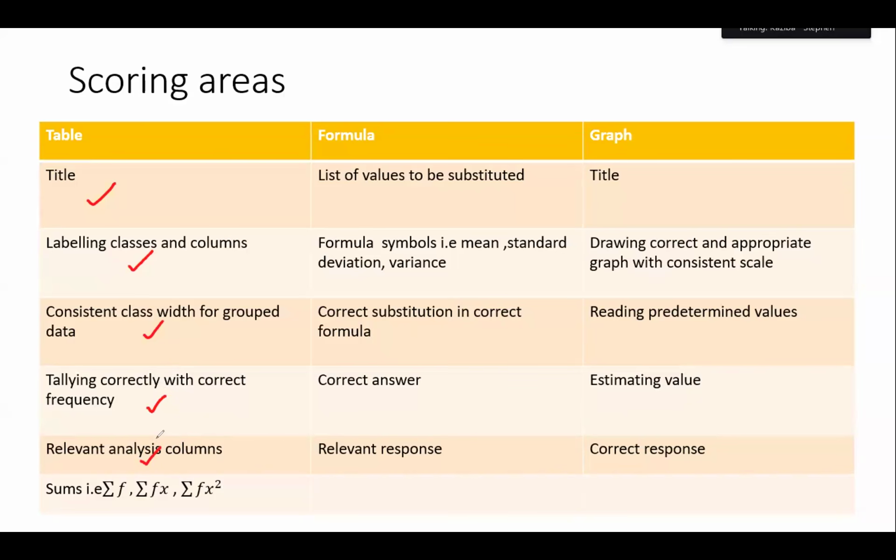In case the question wants the median, first ask yourself, what do I need for the median? I'll need a class boundary, and I'll need the cumulative frequency. When it comes to the formula, list all the values you are going to substitute. Be very careful with formula symbols. I've talked about the mean, the standard deviation and the variance. Then make sure you substitute correctly to get the correct answer.